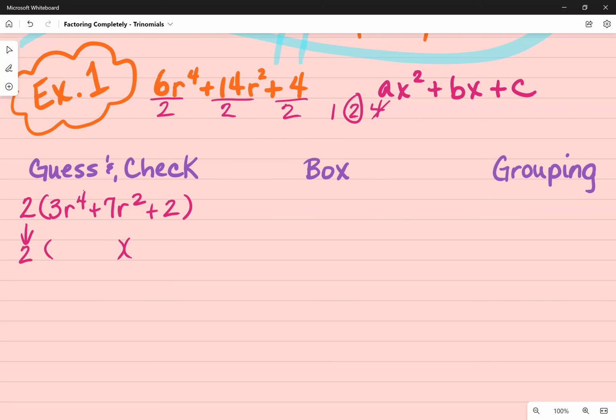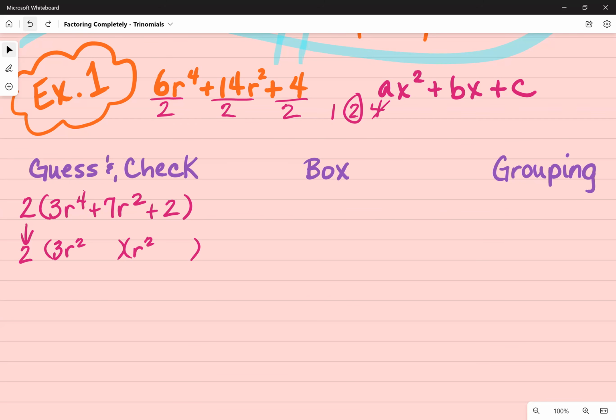When I'm guessing and checking, I want to focus on my first term. What are the factors of 3? I know it's just 1 and 3. And then what are the factors of r to the 4th? Well, we're just going to use r squared. 3r squared times another r squared. If I multiply that out, that will be another way of writing 3r to the 4th. So then we're going to go to our c term, or the last term, which is 2. What are the factors of 2?